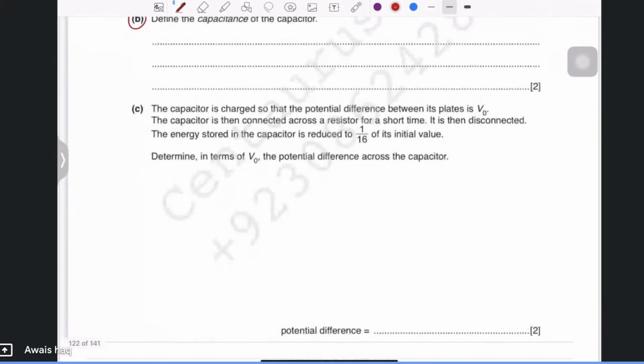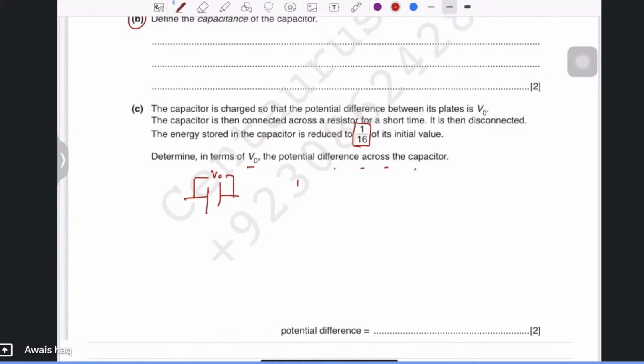So in this question it says the capacitor is charged so that the potential difference between its plates is V0. So the maximum potential is V0. Then it says the capacitor is then connected across a resistor for a short time and then disconnected. The energy stored in the capacitor is reduced to 1/16th of its value. Determine in terms of V naught the potential difference across the capacitor.